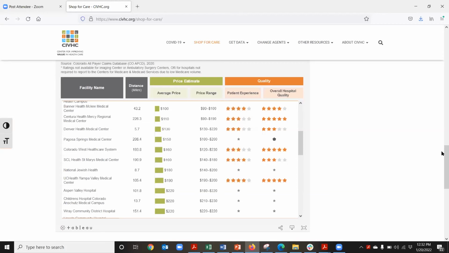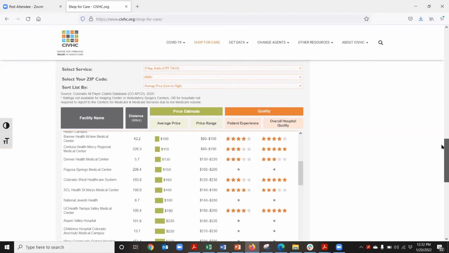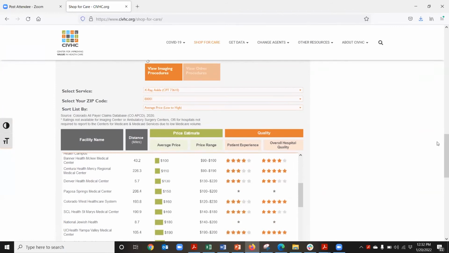We are very mindful that these are not the ideal quality measures. Ideally, you would have a quality measure only for the X-ray of the ankle. That is very hard to find, and it would be very difficult for us to produce different quality measures for different procedures. But this is a guide for you, particularly for the cost and also for the overall quality of the facility in general.